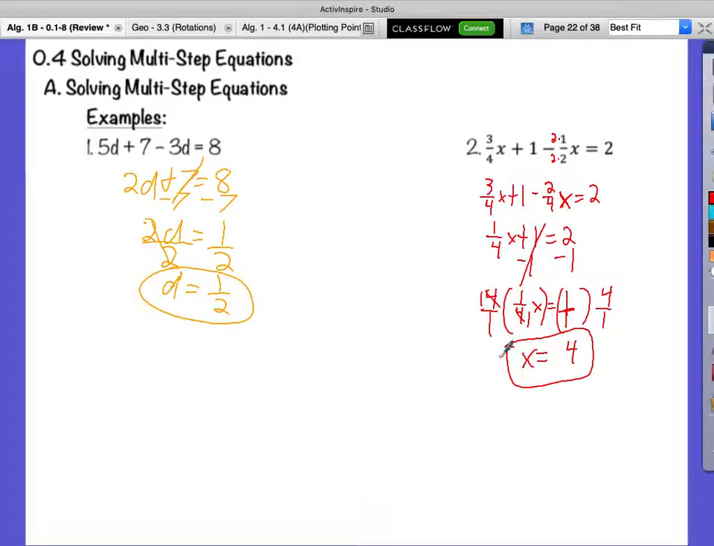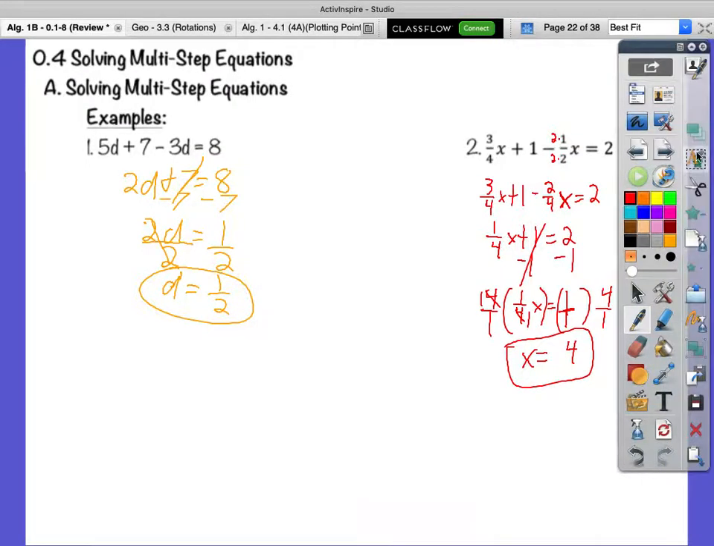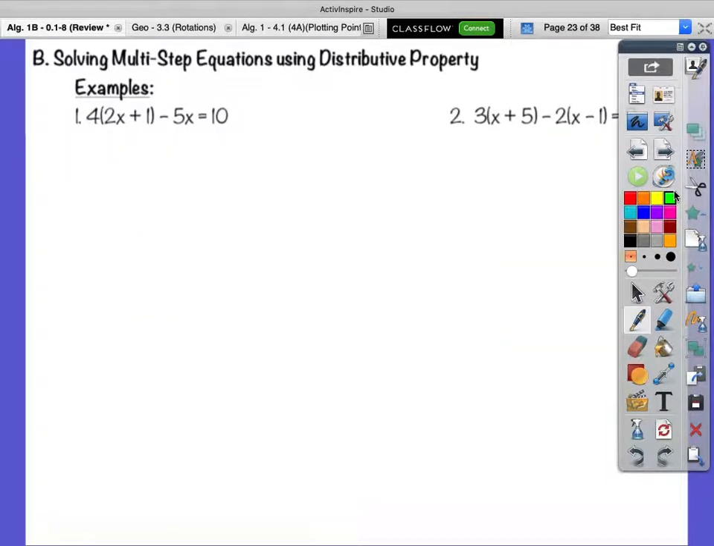Okay, so that was a multi-step equation by combining like terms first. Do we feel pretty comfortable with that? Let's look at what happens when you have a different first step. So now we're gonna do multi-step equations using the distributing property. So what do you think our first step's gonna be here?